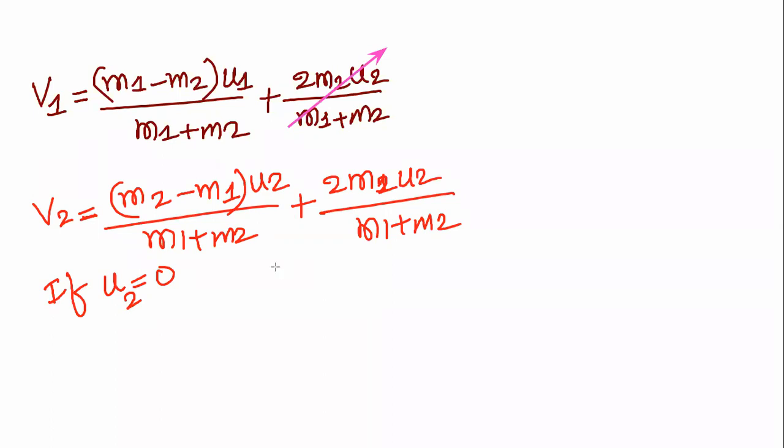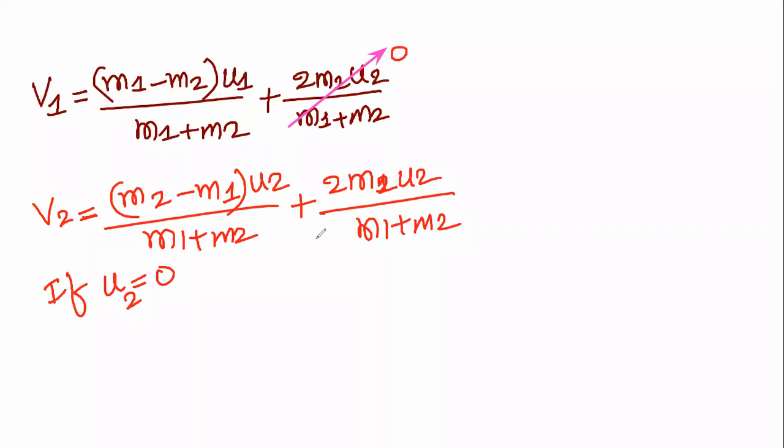V1 is equal to (M1 minus M2) into U1 divided by (M1 plus M2), plus 2M2 U2 divided by (M1 plus M2). If initially the second body is at rest, this term is 0, as U2 is equal to 0.